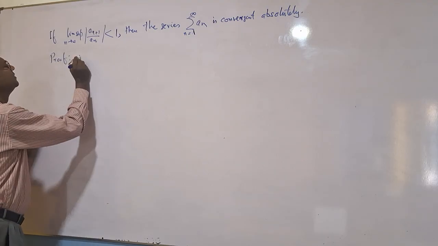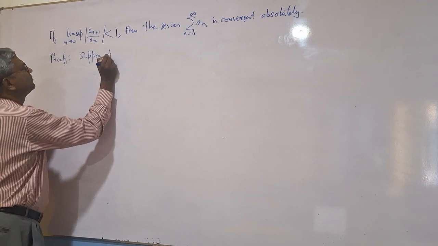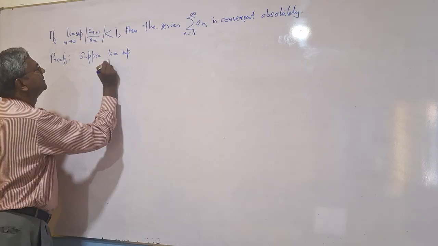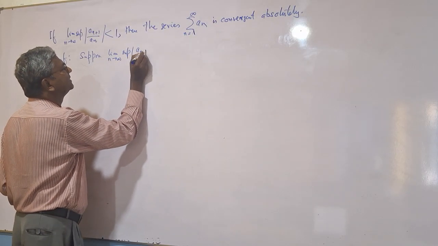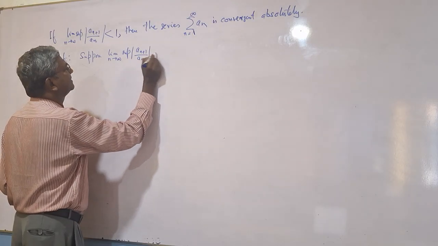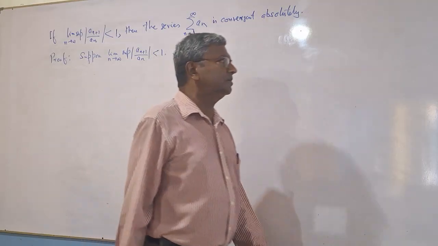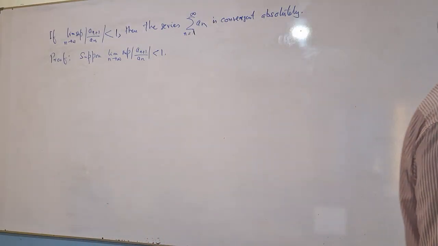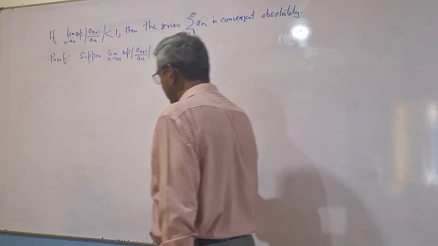Proof. Suppose the lim sup as n tends to infinity of |a_{n+1}/a_n| is less than 1. Here actually we are taking non-zero numbers. In the root test you don't need non-zero numbers. Here, in order to divide, that's the only reason, nothing else.